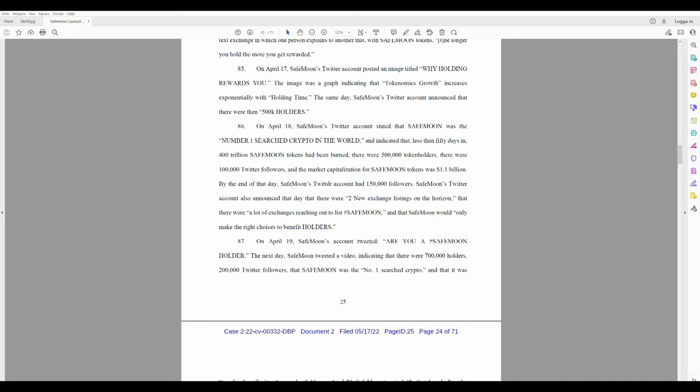On April 18, Safemoon's Twitter account stated that Safemoon was the number one searched cryptocurrency in the world, and indicated that less than 50 days in, 400 trillion Safemoon tokens had been burned. There were 500,000 token holders, there were 100,000 Twitter followers, and the market capitalization for Safemoon tokens was $1.1 billion. Like a pee in the ocean. By the end of that day, Safemoon's Twitter account had 150,000 followers.